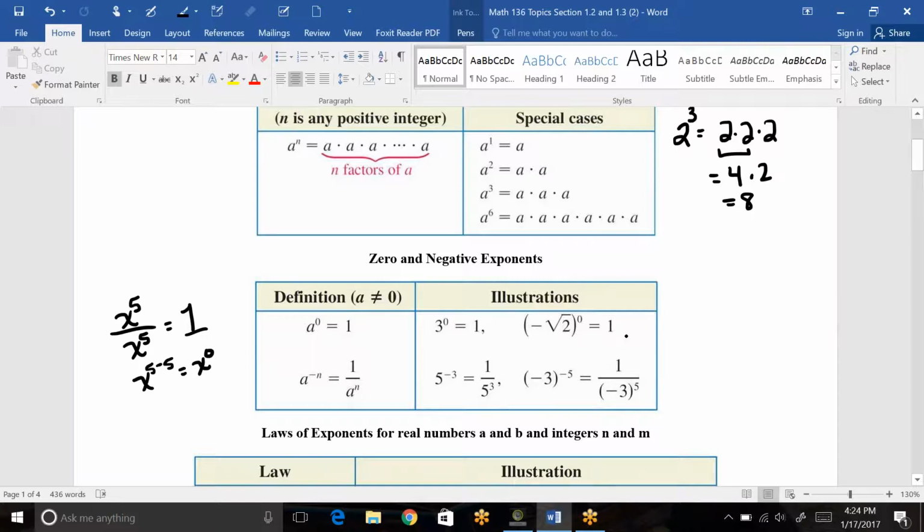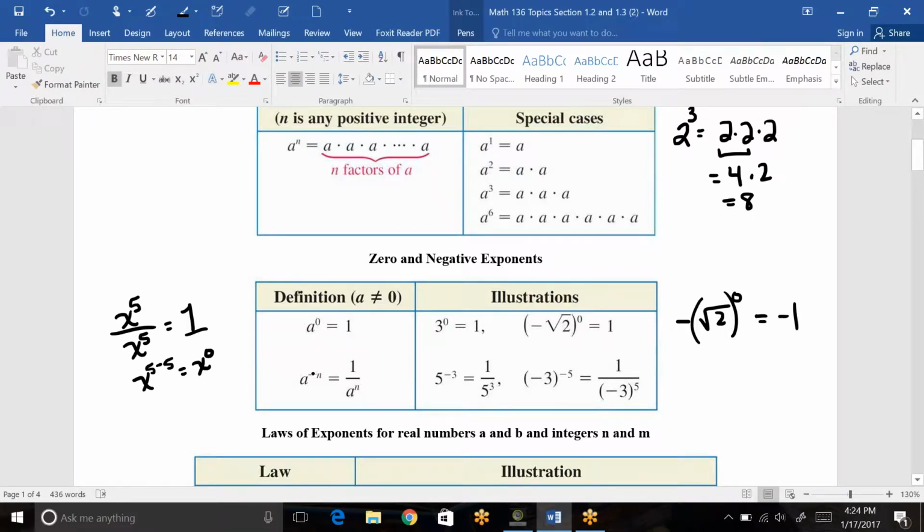The thing to be careful about with this is that notice that this is just 3 to the 0, so that's 1. This is negative square root of 2 to the 0, but notice everything is in parentheses. If this had been negative square root of 2 to the 0 written like this, no parentheses, this actually means that the exponent does not include the negative sign. So that would actually end up being negative 1.